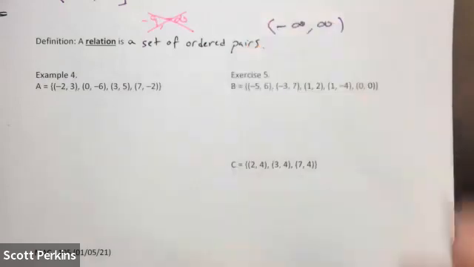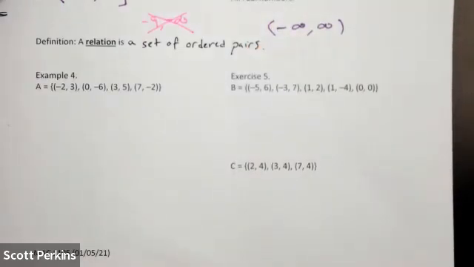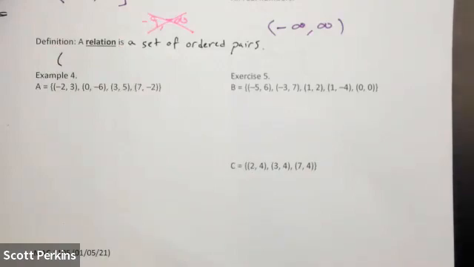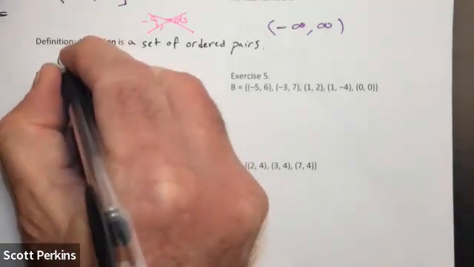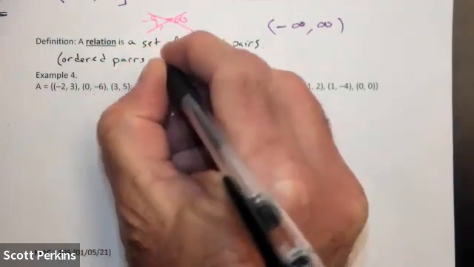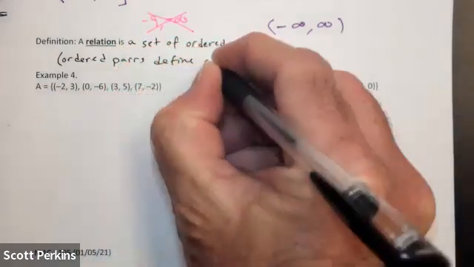And we know ordered pairs from our Cartesian plane. They're how we locate our points on the Cartesian plane. Okay, and so what this means, I'm just parenthetically going to write this. What this means is ordered pairs define a relationship, and that's why this is called a relation. So ordered pairs define a relationship.